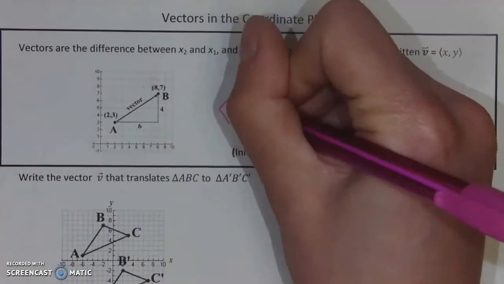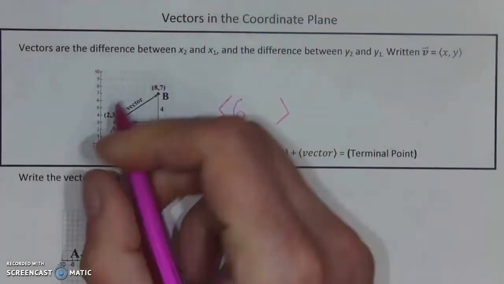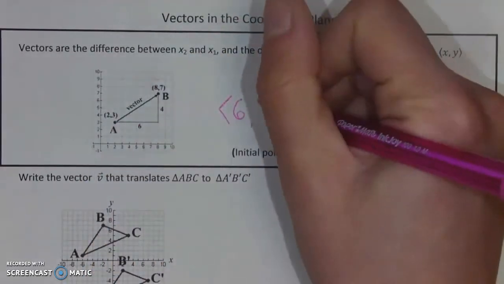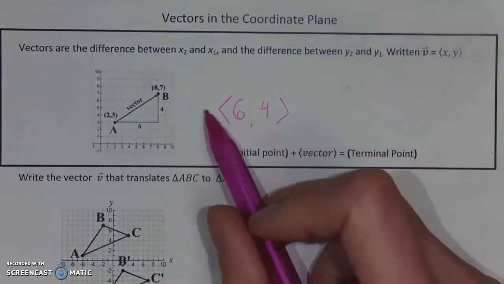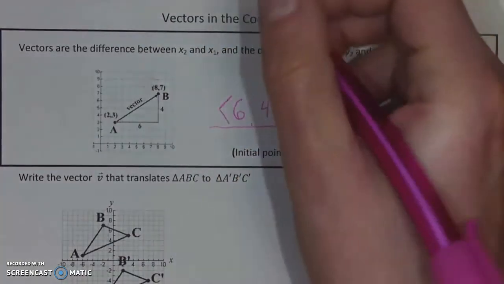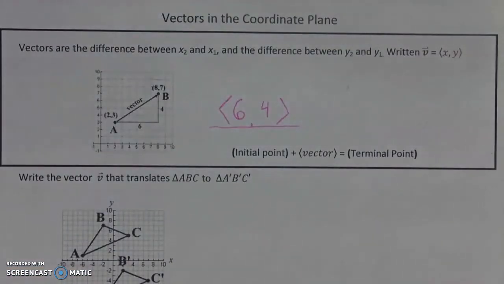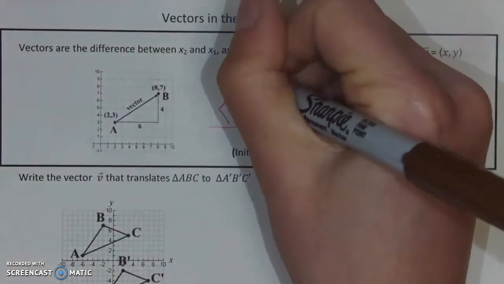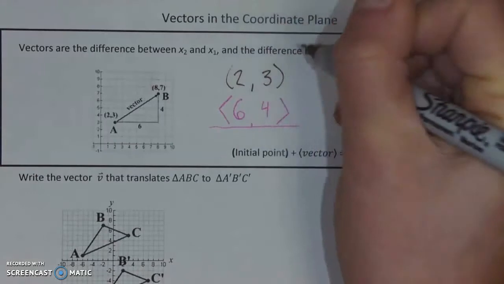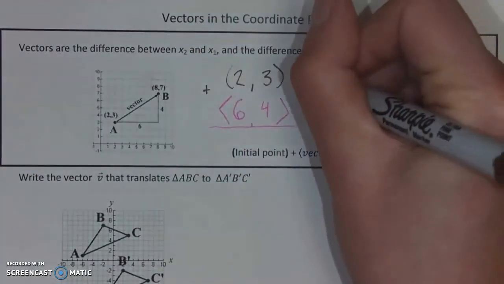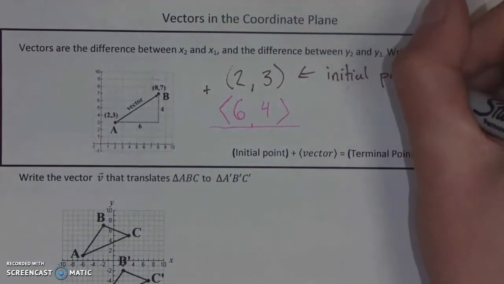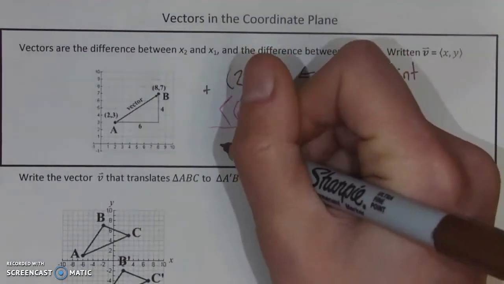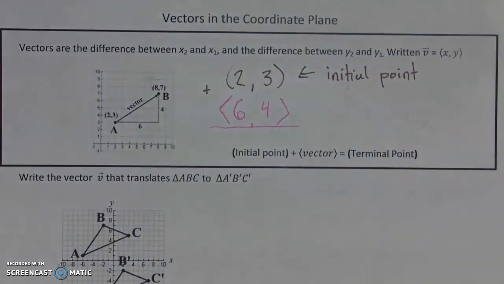And what you're going to do is you're going to tell people how to move horizontally. You're going to move positive 6 over. And how to move vertically. You're going to move positive 4 up. Well, this means that anytime you have an original point, like in this one, our original point was A, (2, 3). I will add my vector to that original or initial point to get my final point or my terminal point.